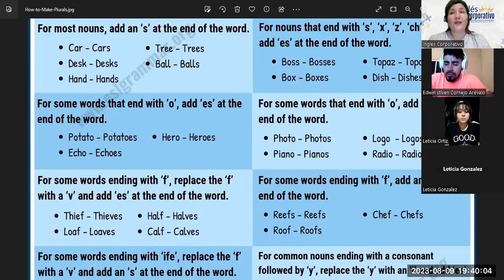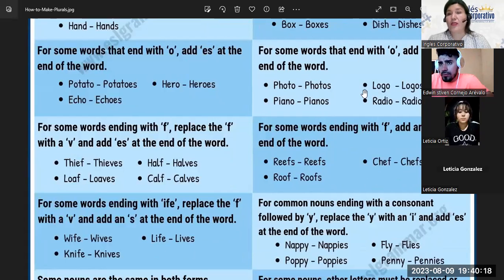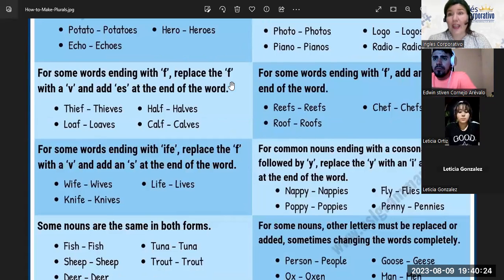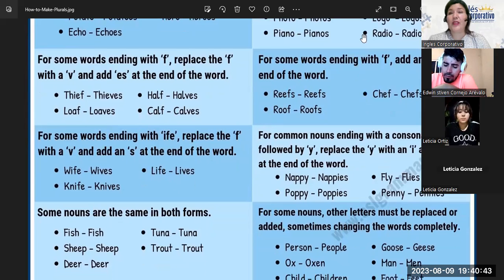If you have it, for example here, with O, right? Si tenemos O, pero antes tenemos consonante, ES. Hay algunas opciones de excepción. Fotos, pianos, logos, radios. Those are exceptions. Si tenemos que termine en F, se cambia por V. Thief, ladrón. Aquí no hay uno, hay muchos. Thieves. Okay. Loaf, loaves. Half, halves. Calf, calves. Okay. If we have specific things, tenemos casos específicos también.